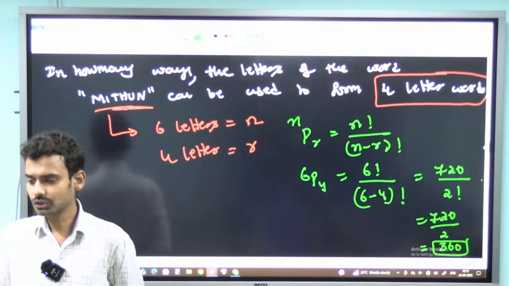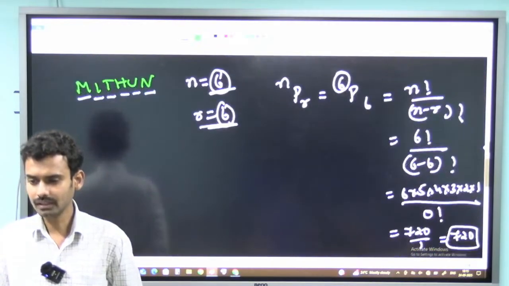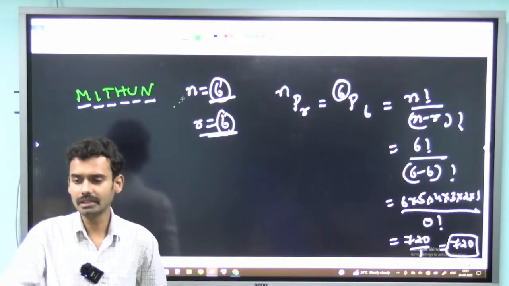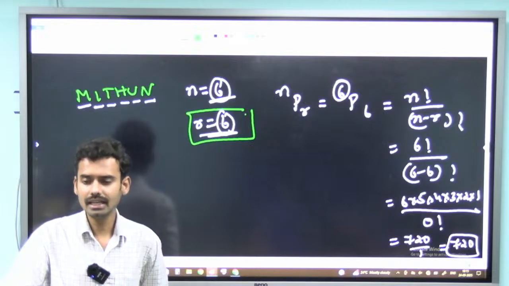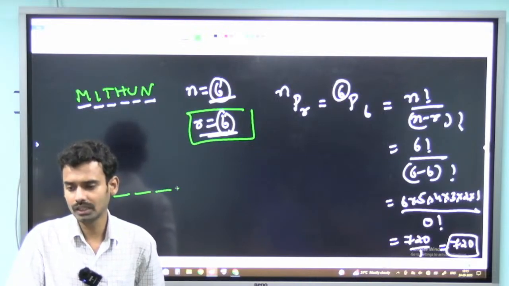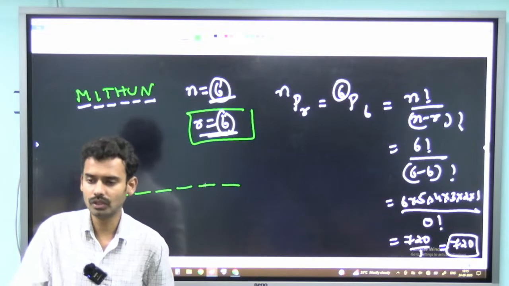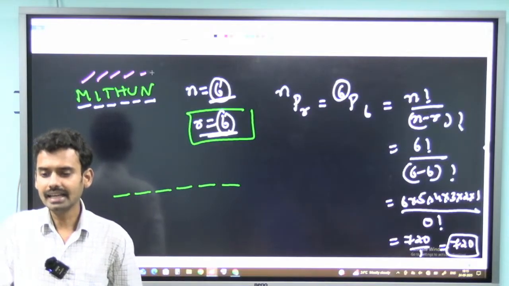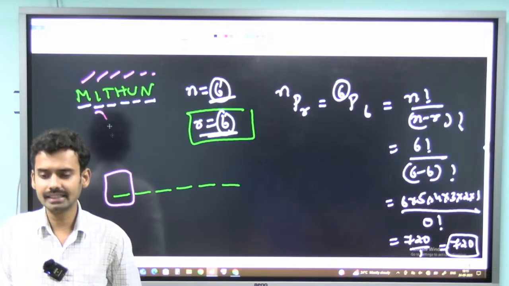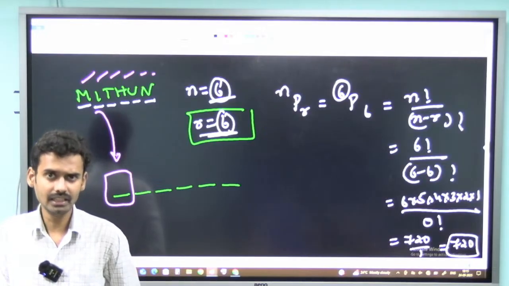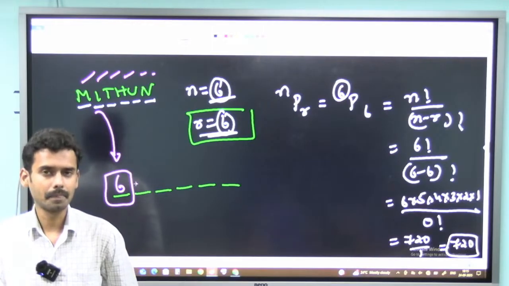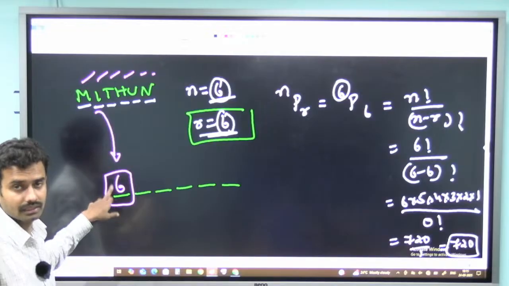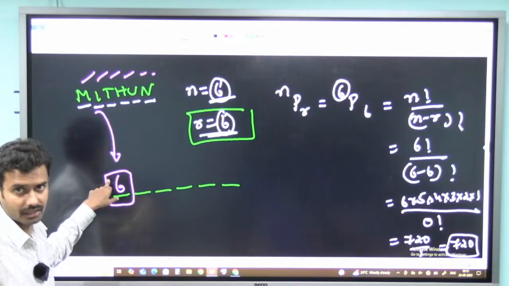Now, I can show you one more way of doing this question, which is called the principle of counting method. In the principle of counting method, whatever the r value is, I will make that many placeholders like this. So I am making 6 placeholders. Now, coming to the question, I have 6 letters and I can put any one of the 6 letters in the first place. So I will write 6 here. This 6 is not the letter which I am using. This 6 is nothing but how many possibilities there are for that place.